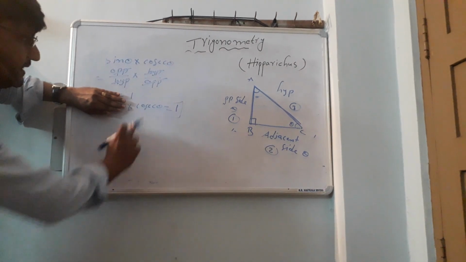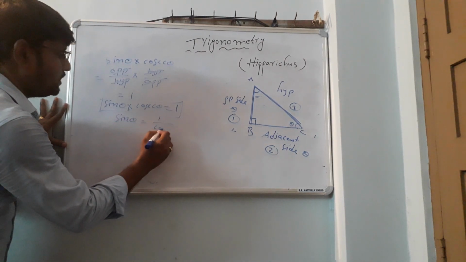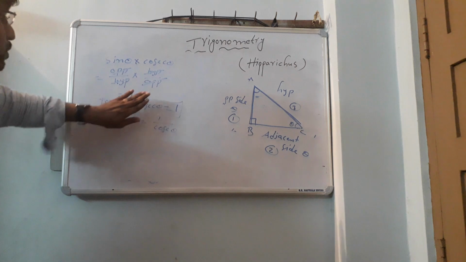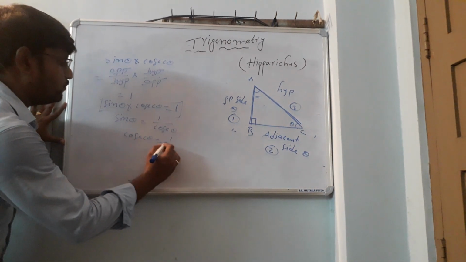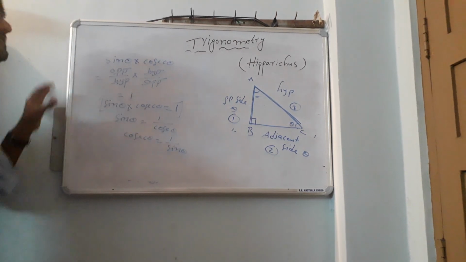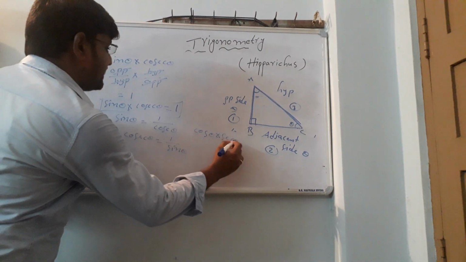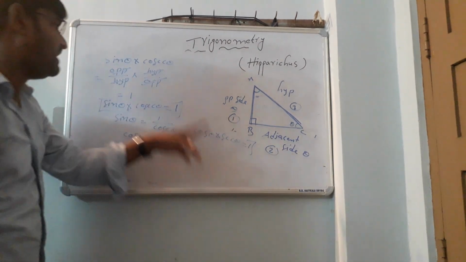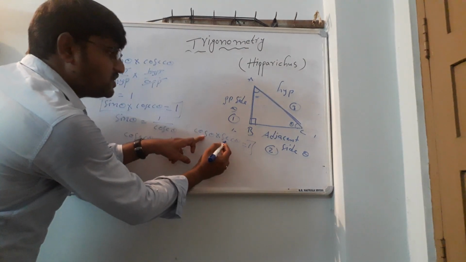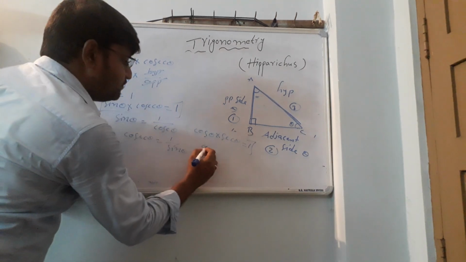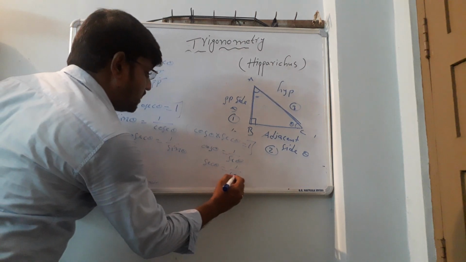If I want sin theta, the cosecant theta is moved to the right side: sin theta is equal to 1 by cosecant theta. If I want cosecant theta, the sin theta is moved to the right side: cosecant theta is equal to 1 by sin theta. Similarly, another condition is cos theta into secant theta is equal to 1. This is also the same method, and you will get 1. So if I want cos theta, it is 1 by secant theta, moved to the right side. Cos theta is equal to 1 by secant theta, and secant theta is equal to 1 by cos theta.